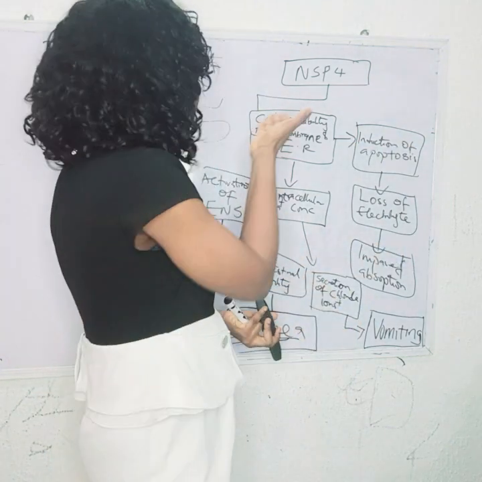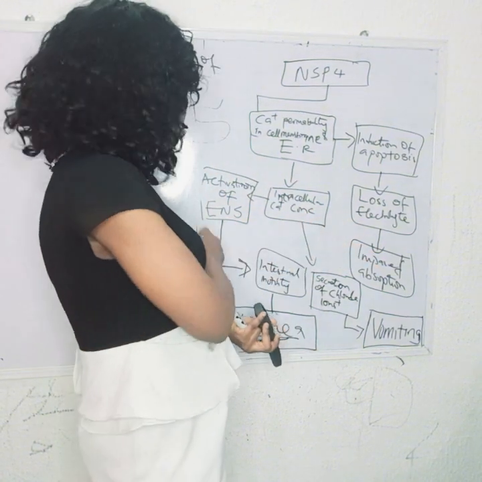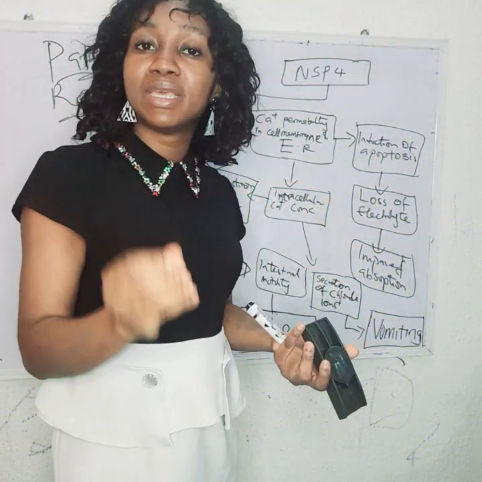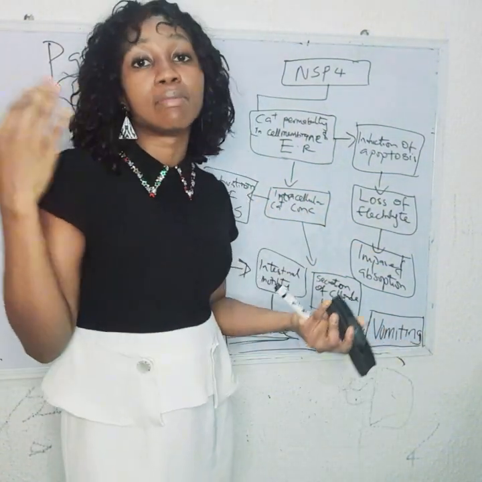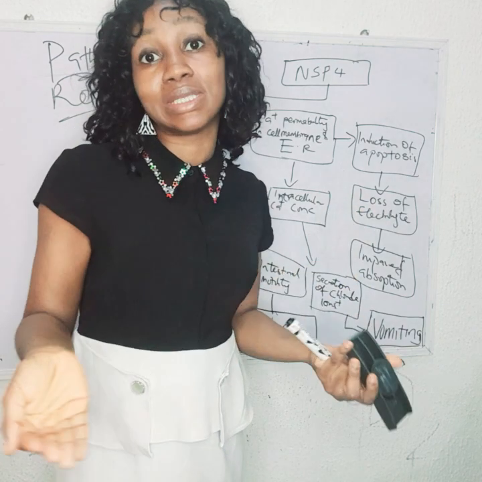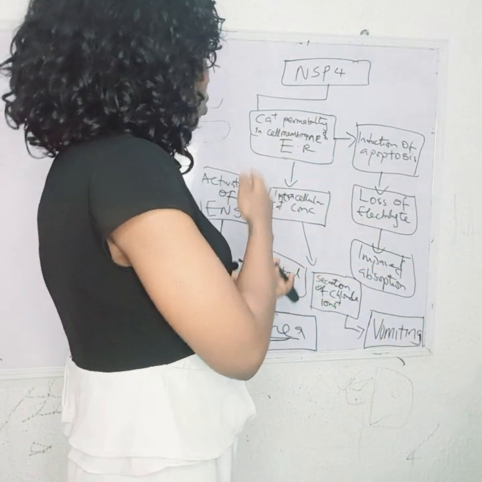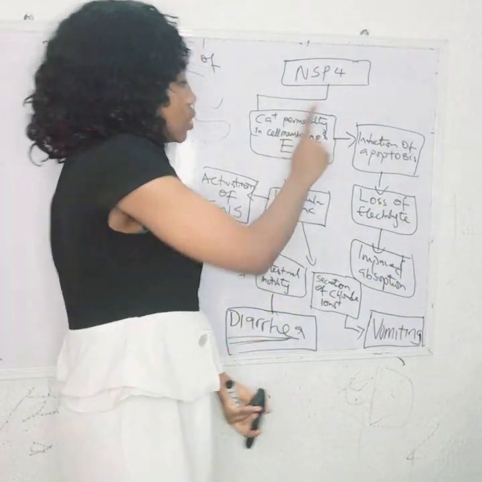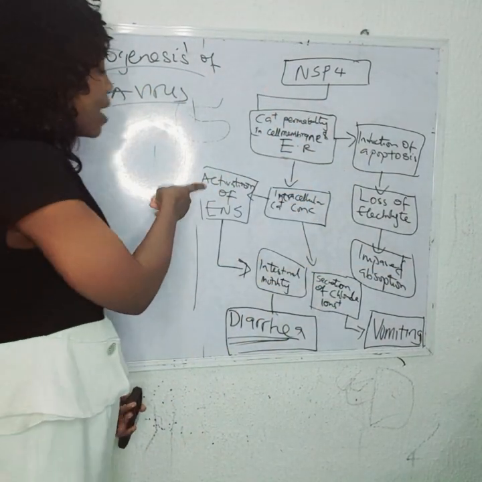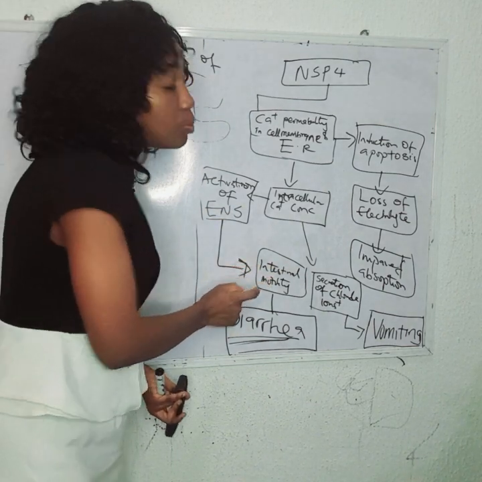So now, this concentration of calcium leads to the activation of the ENS. It begins to disrupt the normal system of the baby's stomach. Whatever used to be the norm, it disrupts it. That is what it means by the activation of the ENS. Then I would just want to explain one side, then we get to the other side. So after the ENS is activated, the next thing that will happen is intestinal motility.